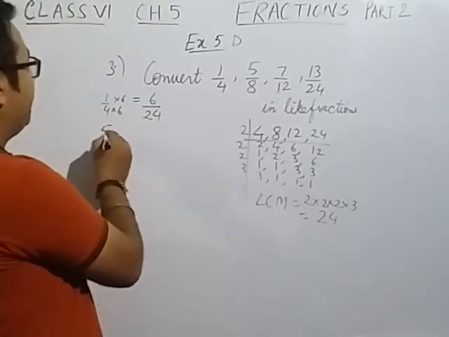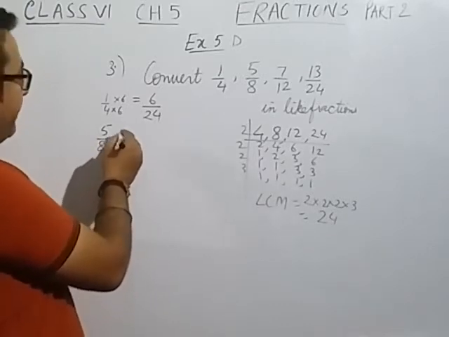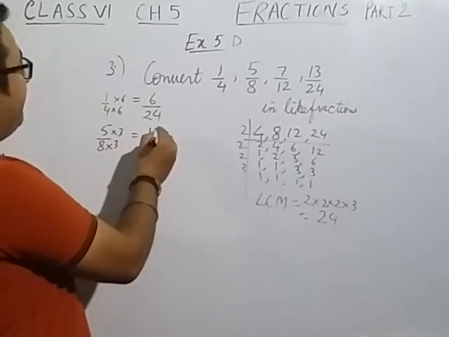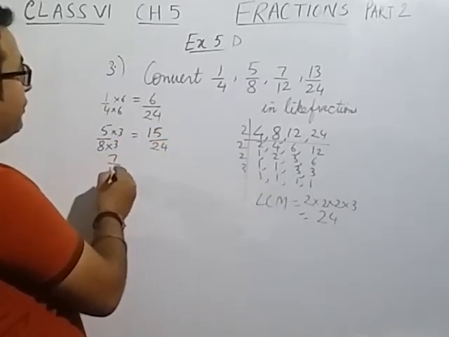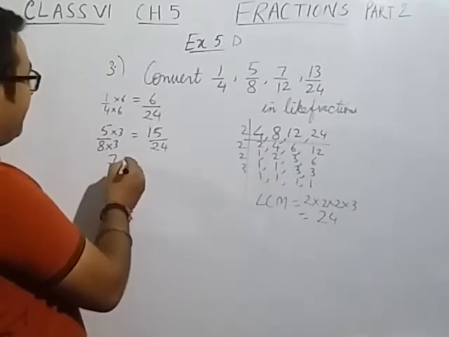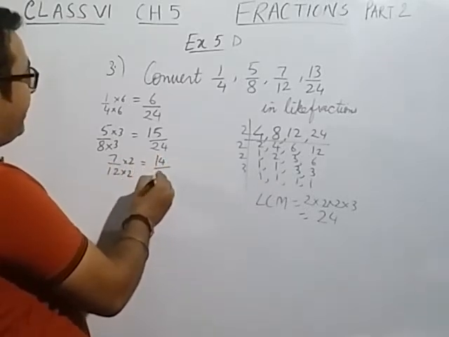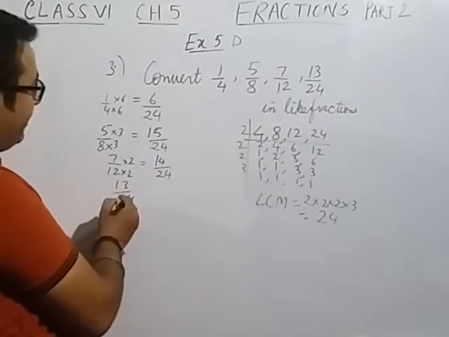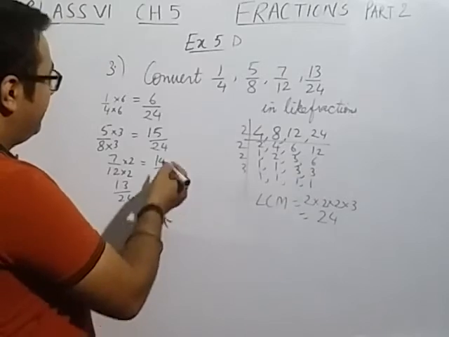Now next fraction is 5/8. In order to make 8 equal to 24, we multiply by 3. So similarly, the numerator will also be multiplied. It will become 15/24. Next fraction is 7/12. In order to make 12 equal to 24, we multiply by 2. So it will become 14/24. The last fraction 13/24. Here denominator is already 24, so no need to convert.